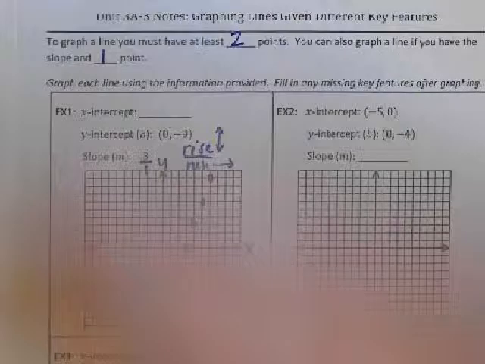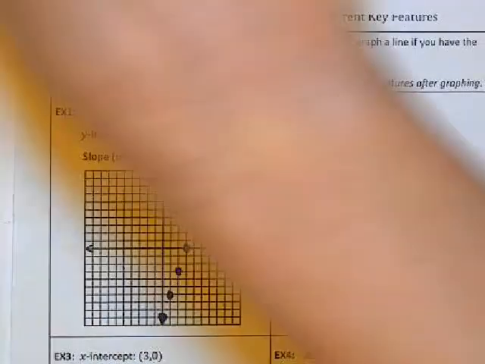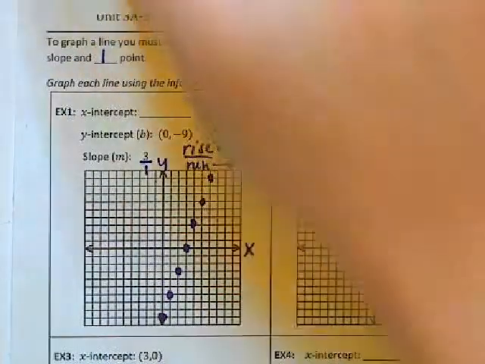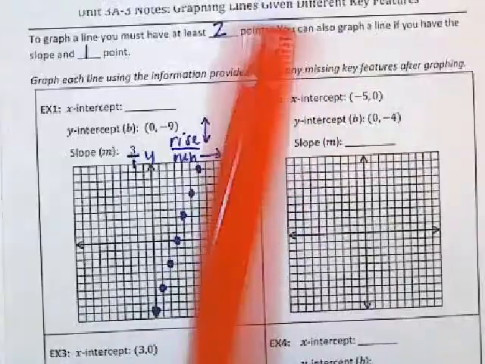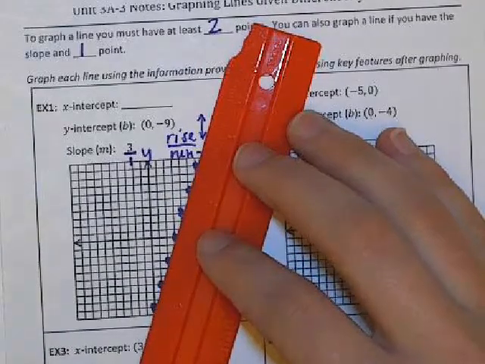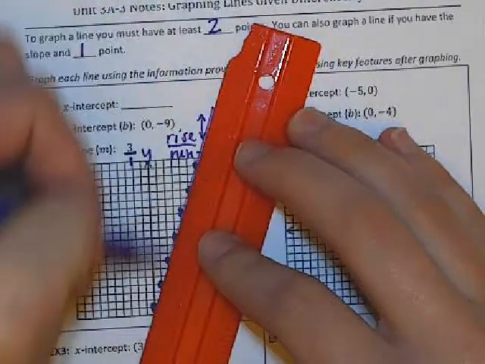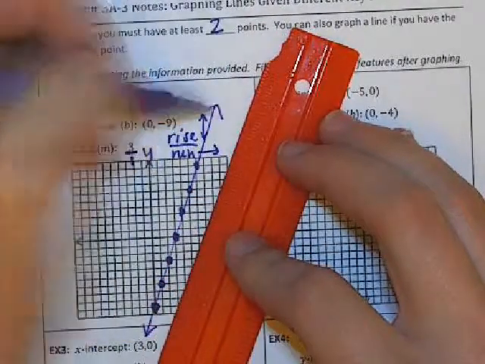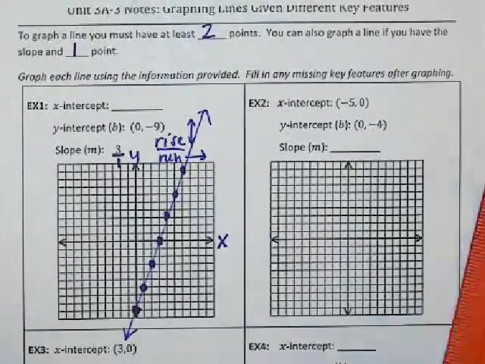All right, once you get all your dots on there, you're going to draw your line. If you want a straight line, you can use the side of your calculator. Just make sure you don't write on the calculator, okay? So draw your line. Make sure you extend your arrows through the graph.